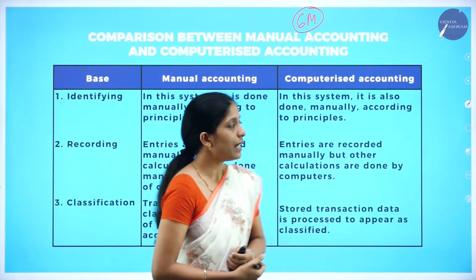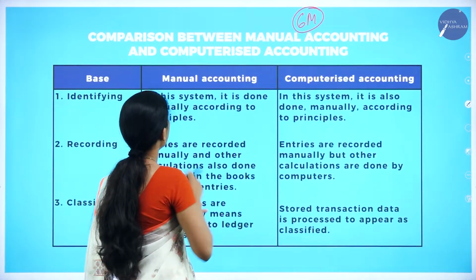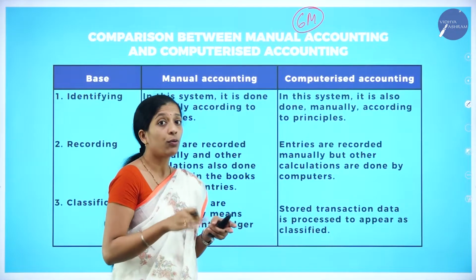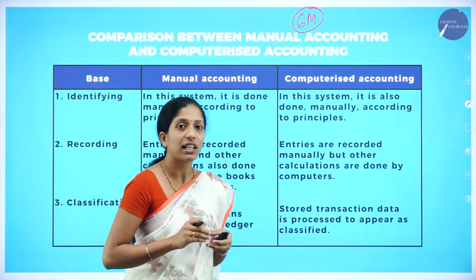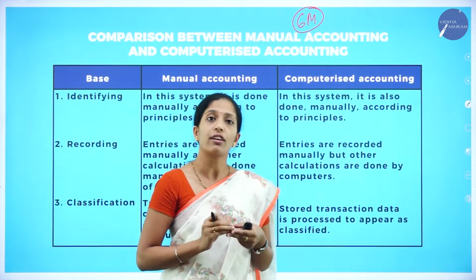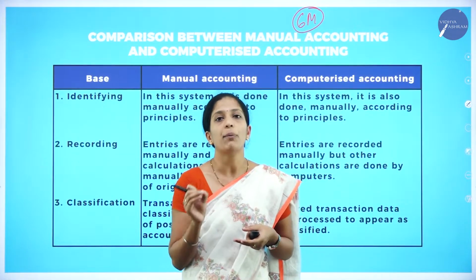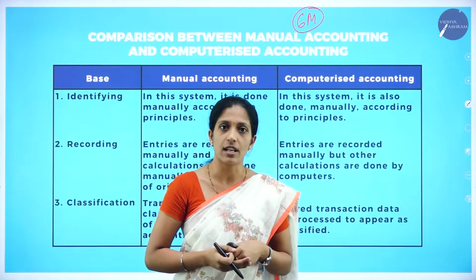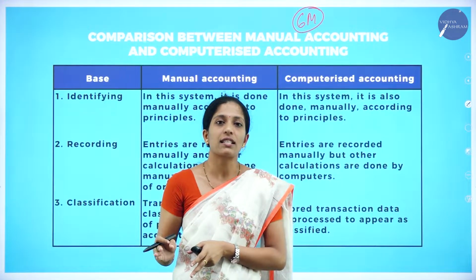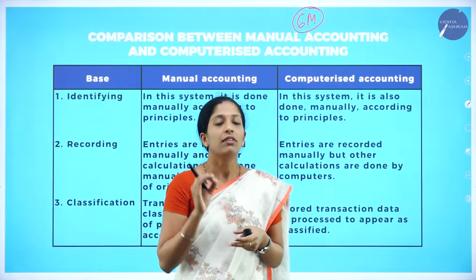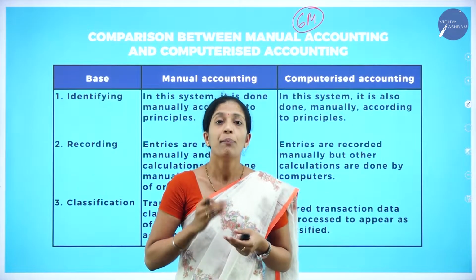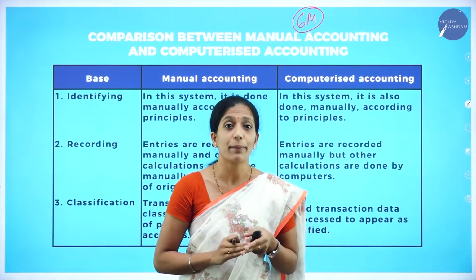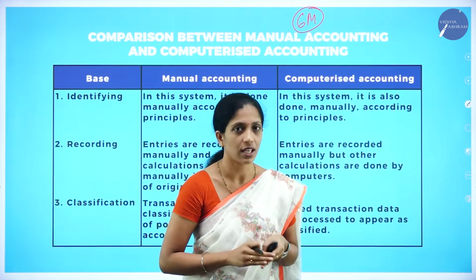Now go through the difference between manual accounting and computerized accounting system. What do you mean by manual accounting? Whatever accounting or recording of transactions is done in a book by a person is called the manual accounting system. Whereas a computerized accounting system is a system where the recording of transactions is made by the use of computers. Let us see the main differences between these two terms here.